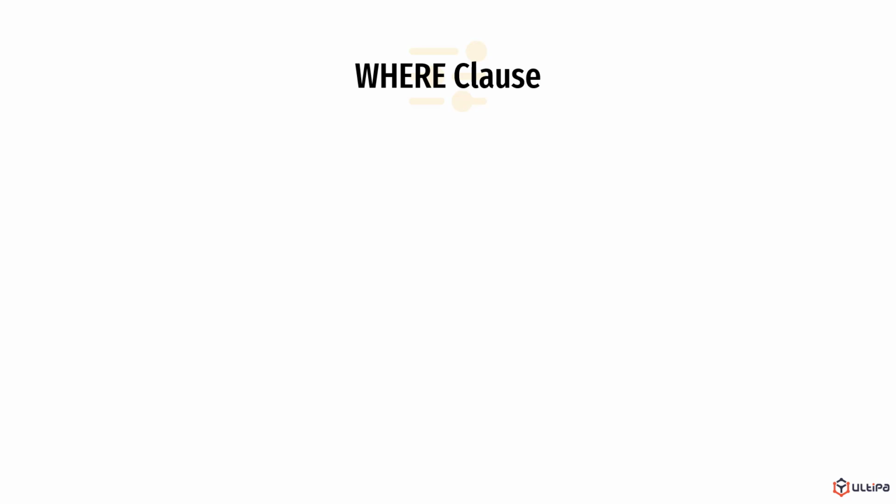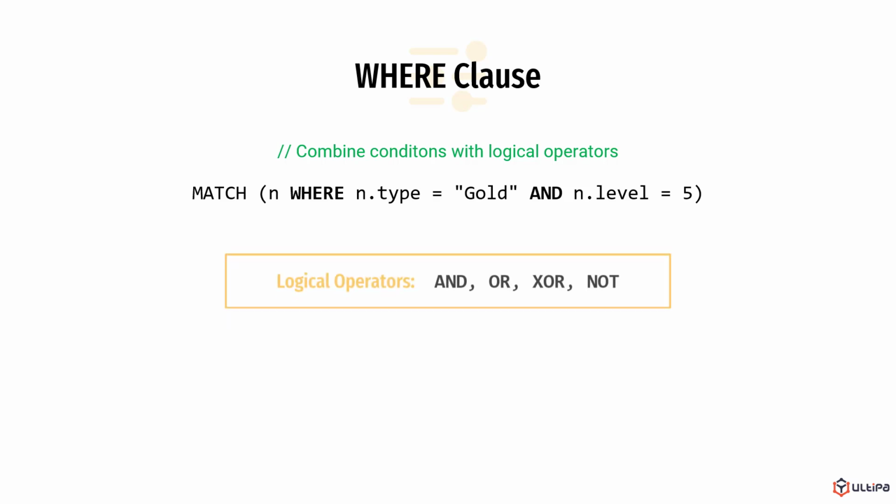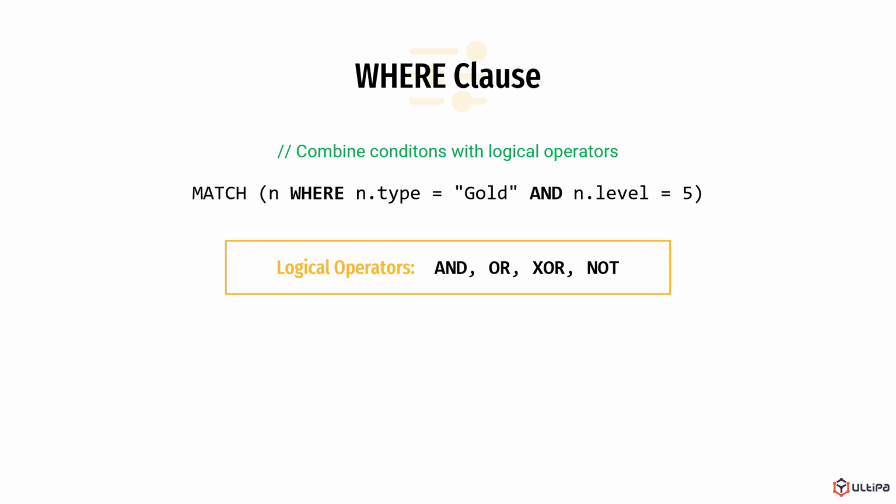The where clause is the most flexible way to set conditions. You can combine multiple conditions with logical operators. This query searches for nodes whose type is gold and level is 5. GQL supports AND, OR, XOR, and NOT.